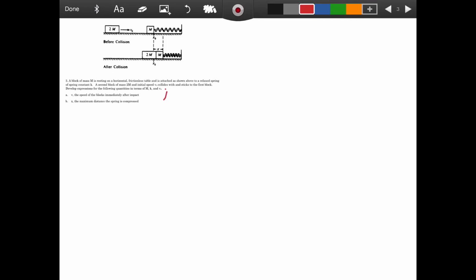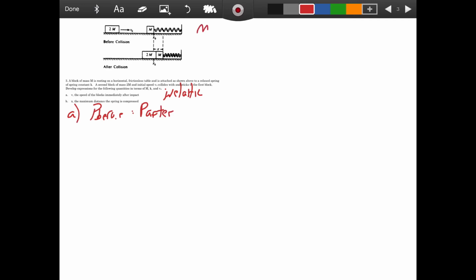Therefore, we have an inelastic collision. So what I want to know is the speed v after the blocks collide. I'll try to do my best to keep it neat here. We have momentum before equals momentum after. Now, remember, this formula works for every single momentum problem.